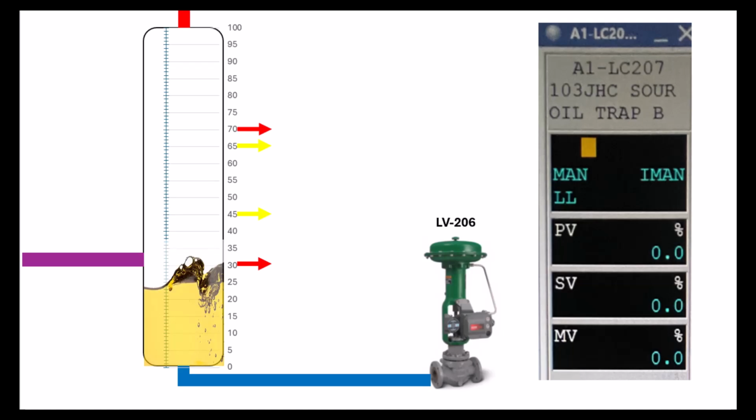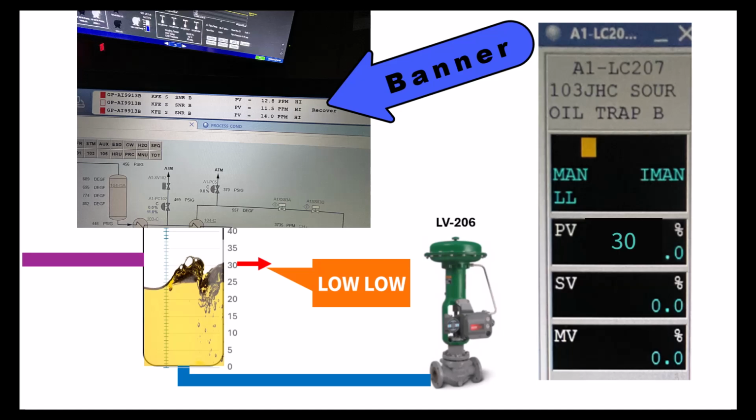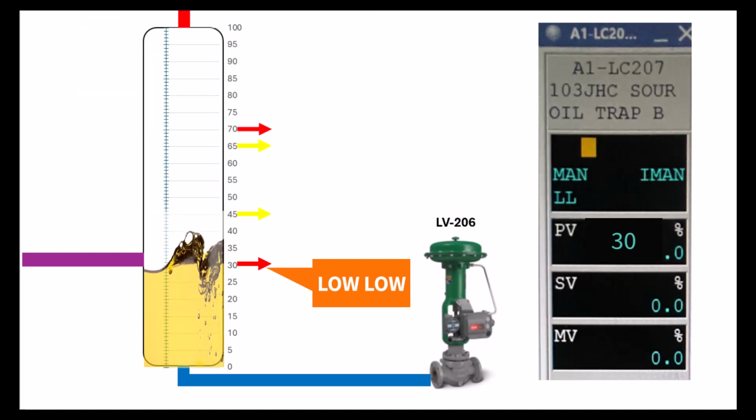There are several alarm points set up on the logic for these controllers. There is a low alarm set at 30%. So if the oil level falls to 30%, the DCS will sound an audible alarm and a message will appear in the alarm banner to alert the console operator to a problem. The alarm message will read what is on the faceplate of the controller and read which alarm it is, in this case low.